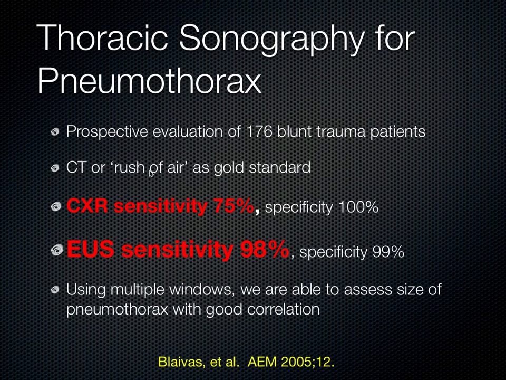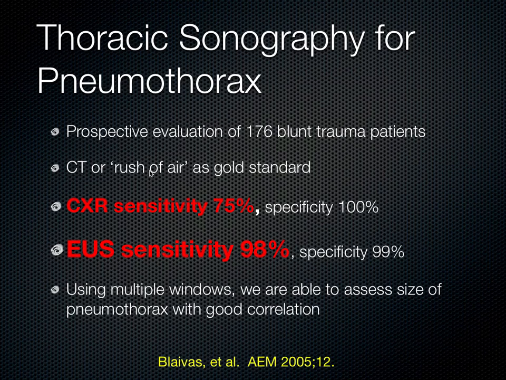However, in comparison to that, ultrasound has been looked at and it appears to be significantly superior to chest x-ray for the supine population, which in the ICU is the majority of our patients, at least mostly recumbent. The prospective evaluation that was done in the emergency literature was in blunt trauma patients. Essentially, they looked at CT or rush of air as the gold standard to represent pneumothorax and compared it with ultrasound's ability to pick up the pneumothorax. Chest x-ray here was 75% sensitive, but obviously if you saw it, it was there, 100% specific. Emergency ultrasound was 98% sensitive and 99% specific. Therefore, the sensitivity of ultrasound is far superior to chest x-ray in this population.